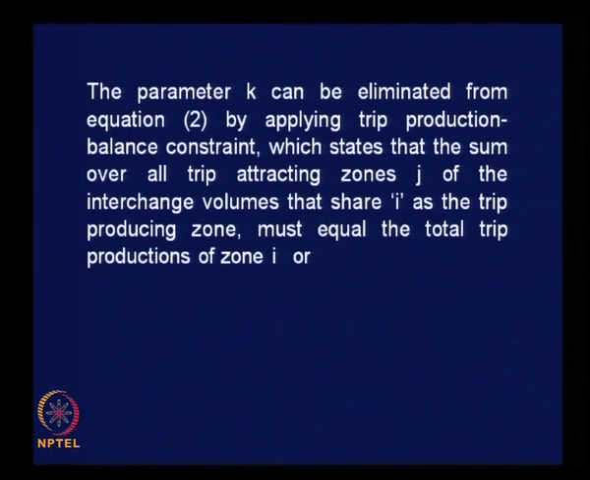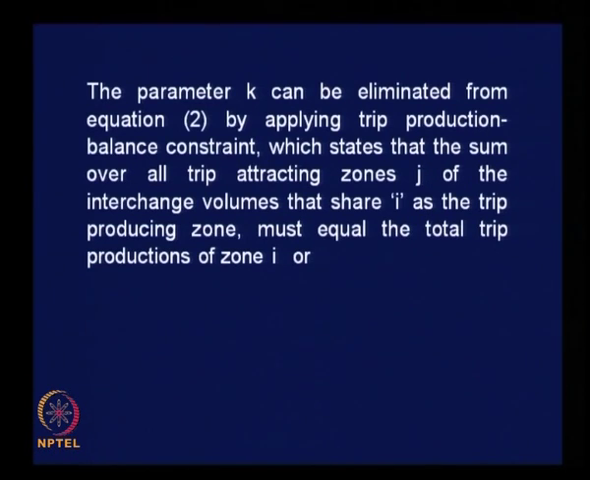Of course, the parameter k can be eliminated from equation 2 by applying trip production balance constraint, which states that the sum over all trip attracting zones J of the interchange volumes that share I as a trip producing zone must equal the total trip production of zone I.